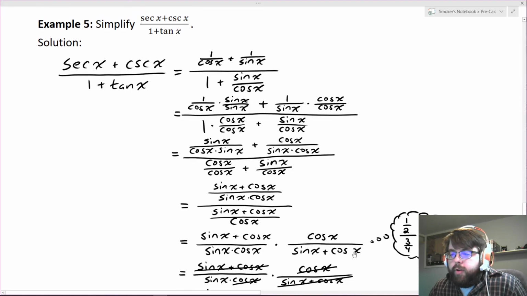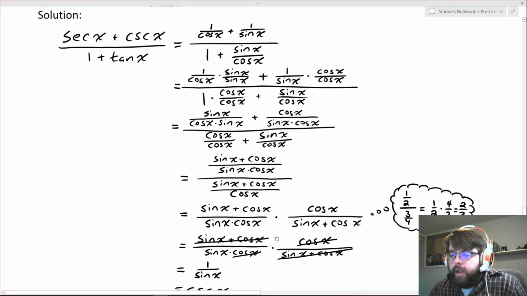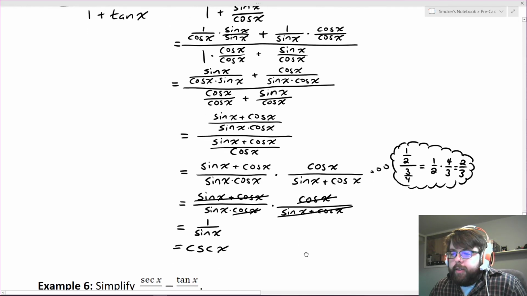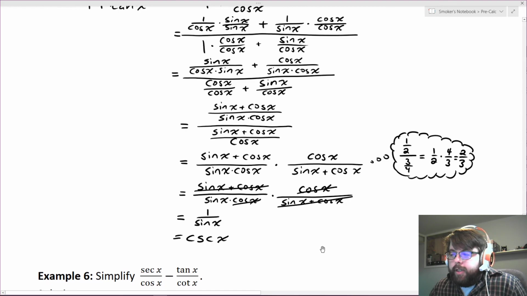The sine plus cosine, they cancel each other out. The cosine plus sine, I changed to sine plus cosine because addition is commutative. It doesn't matter which one you put first. But going back down here, the sine plus cosine cancel each other out. Cosine and cosine cancel each other out. We're left with 1 over sine, which is cosecant. Fun stuff. And we're not even done yet.